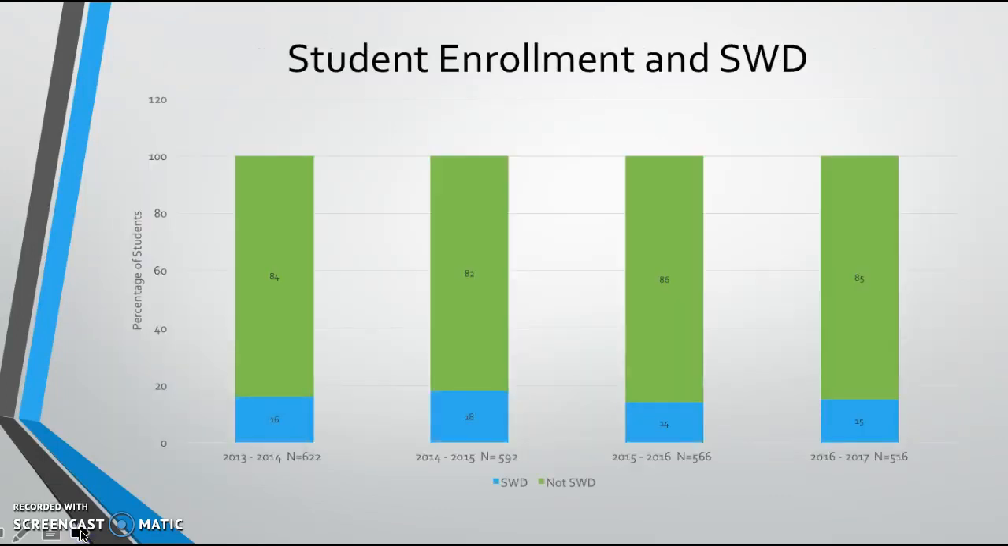Students with disabilities in 2016-2017 represented 15% of the student population. The year before that, 14% of the population qualified as students with disabilities, and this remained fairly consistent in the years before that.